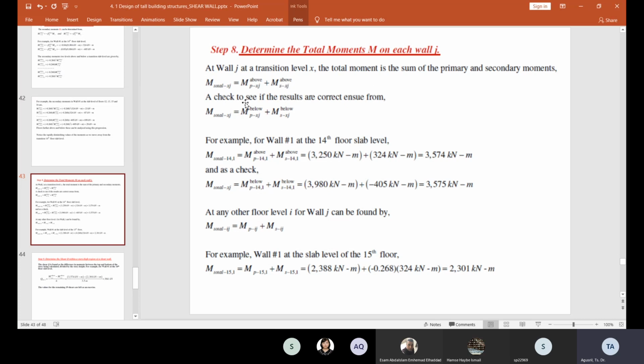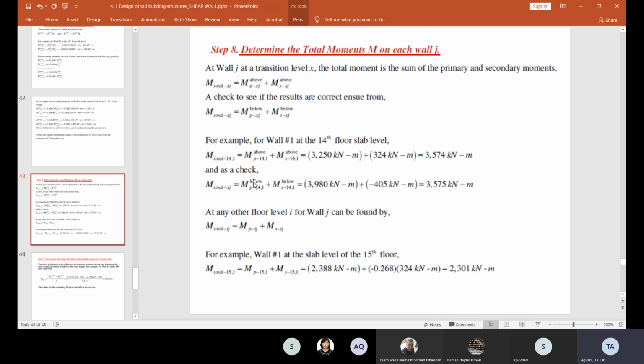And then to check if the results are correct, we need to ensure that the total moment equals the moment below primary plus moment below secondary. So to ensure that the result is correct, the total moment for above plus above equals below plus below. So this must be the same value. If the total moment from the above is not the same as the total moment from the below, it means something is wrong in your calculation.